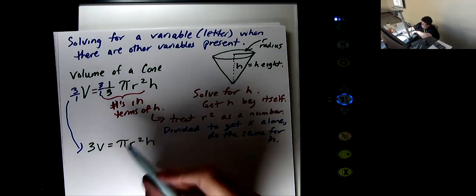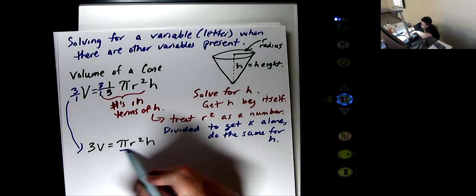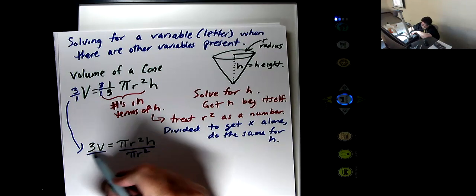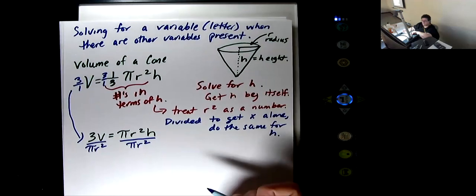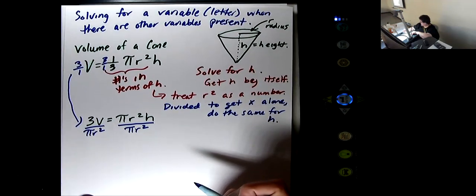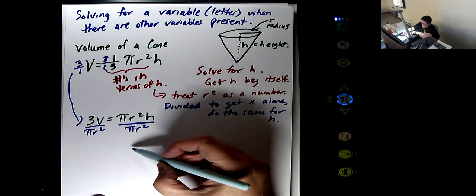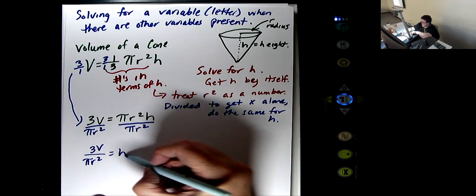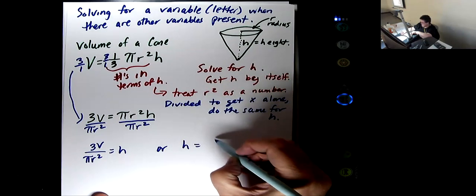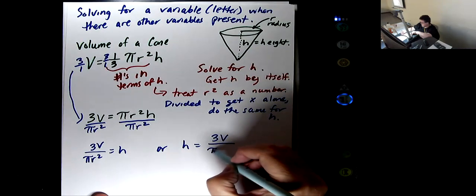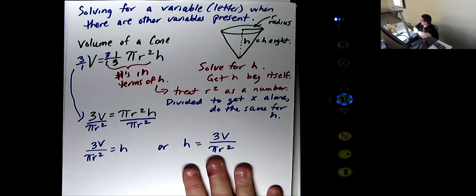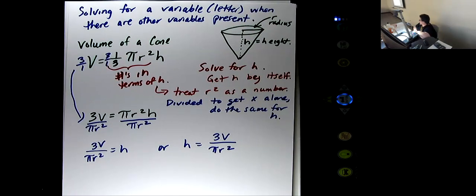And now, as we talked about doing, we want to get h by itself. So we're going to divide by everything that's multiplied by h, whether it's a letter or not. And we get 3V over pi r squared equals h. Or we could write the h on the left. And that would be what you would answer, put in the computer. They will have a question like this.